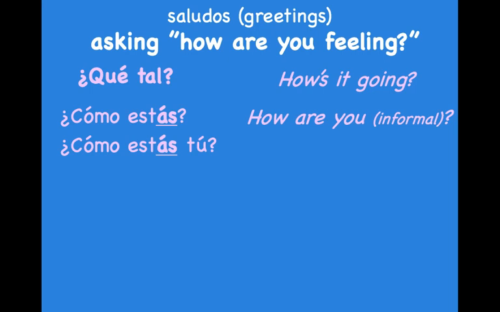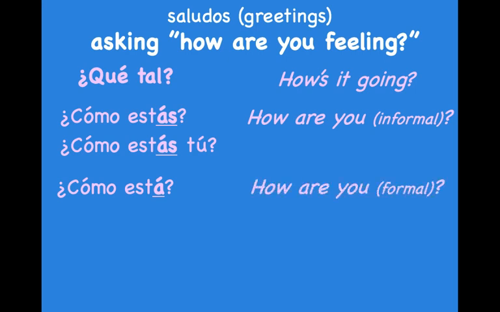How would you say the same thing formally? You see your neighbor across the street; asking them ¿cómo estás? is too casual. You would say or ask, repita, ¿cómo está? That's how you would ask how are you in a formal way. If you wanted to add the subject pronoun you, repita, ¿cómo está usted?